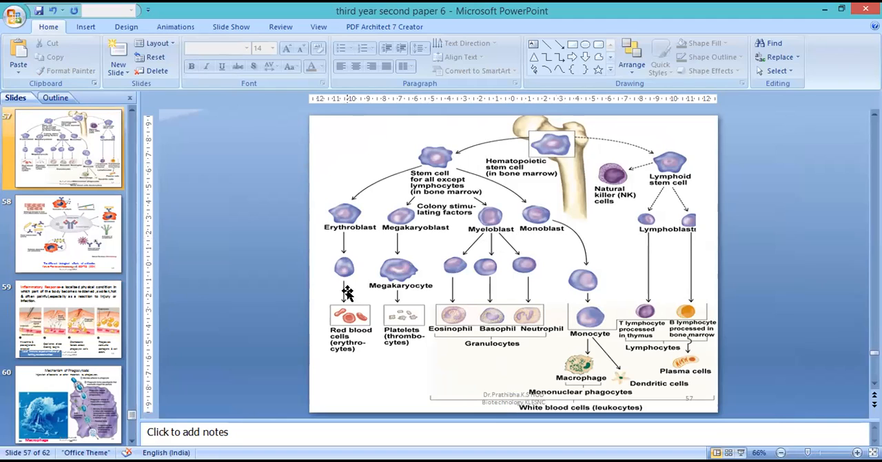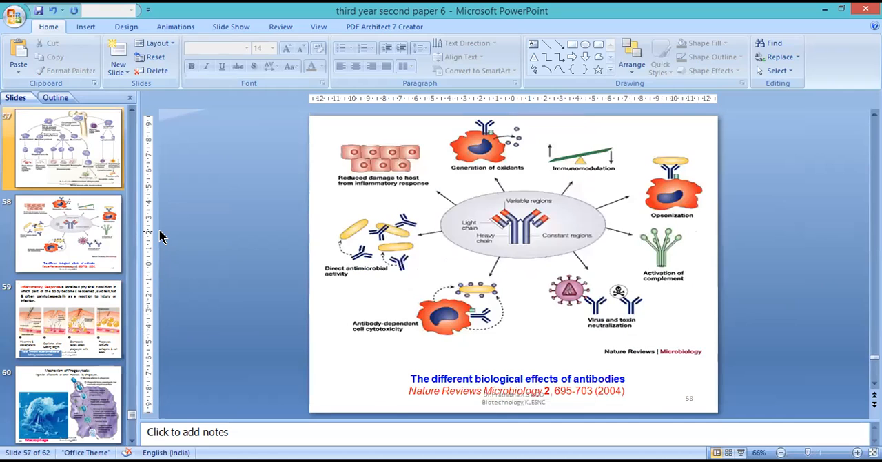And further, you can see here the formation of red blood cells, erythrocytes, then platelets, then eosinophil, basophil, neutrophils, then monocyte, which later will be differentiated into macrophages, and further dendritic cells, which are mononuclear phagocytes, right? Then further here, from these hematopoietic stem cells, you can see the lymphoid stem cell, natural killer cells, lymphoblasts, then from the lymphoblasts, T lymphocytes and B lymphocytes, and these B lymphocytes give rise to the plasma cells. Okay, you can take a screenshot or pause this video and make a note.